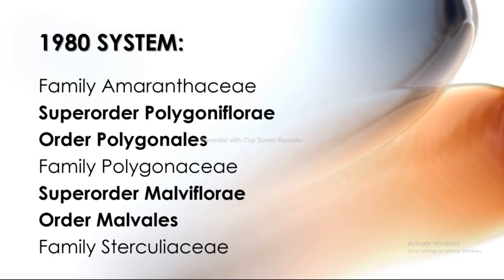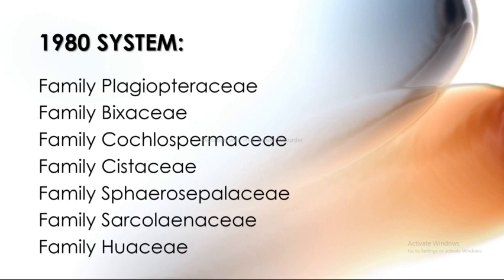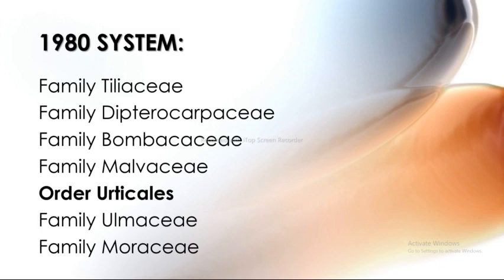The next superorder is Polygoniflorae, which includes the order Polygonales, with the family Polygonaceae. The next superorder is Malviflorae, which includes the order Malvales. This includes the families Sterculiaceae, Plagiopteraceae, Bixaceae, Cochlospermaceae, Cistaceae, Sphaerosepalaceae, Sarcolaenaceae, Tiliaceae, Dipterocarpaceae, Bombacaceae, and Malvaceae.